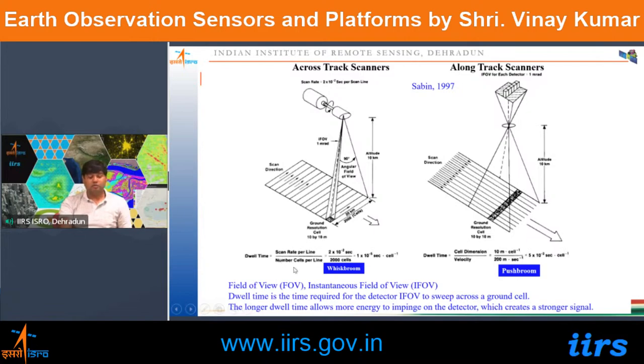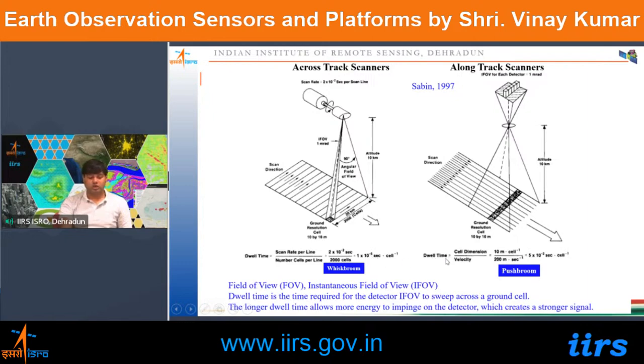So the dwell time is the scan rate per line divided by the number of cells per line. In the case of a 20 kilometer swath and 10 meter spatial resolution, there are 2000 cells. If you calculate that, the scan rate per line is 2 into 10 to the power minus 2 seconds per scan line, divided by 2000 cells. The dwell time is 1 into 10 to the power minus 5 seconds per cell.